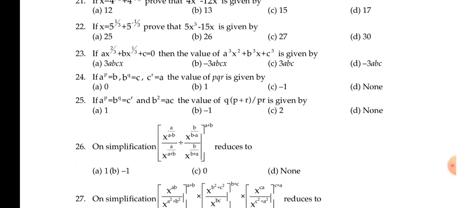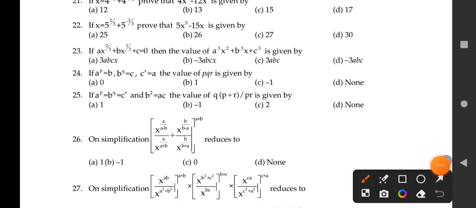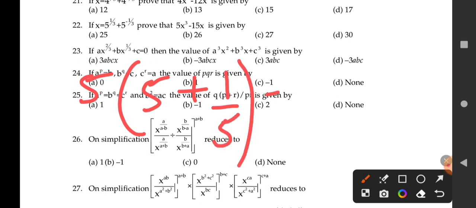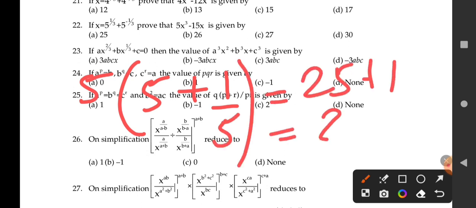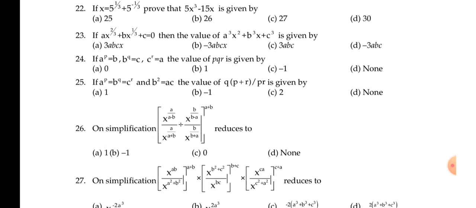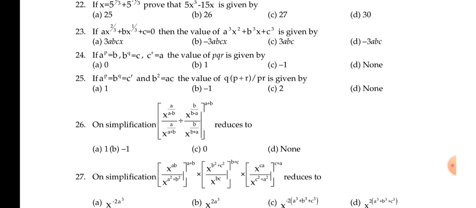Next question, question number 22. Same special formula. So what do we have? 5 into 5 plus 1 by 5, that is 25 plus 1, 26. Option number B. You have to remember the special formulas, otherwise you won't be able to solve the questions easily, and you'll keep on expanding it.